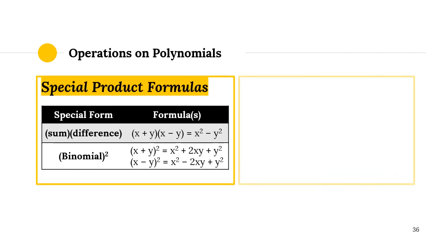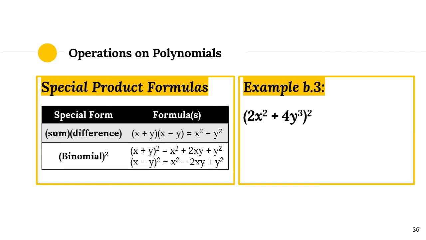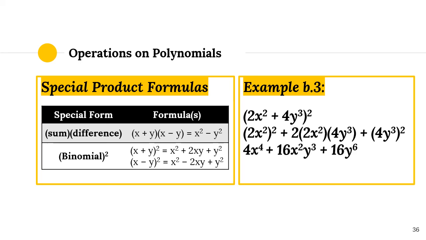Example 3, we have 2x squared plus 4y cubed, squared. So the first is 2x squared, squared, the last is 4y cubed, squared, and the middle is 2 times the first and the last. Simplifying, 4x to the fourth plus 16x squared y cubed plus 16y to the sixth. That's the final answer. So that ends our discussion on chapter P.3, the entire thing.